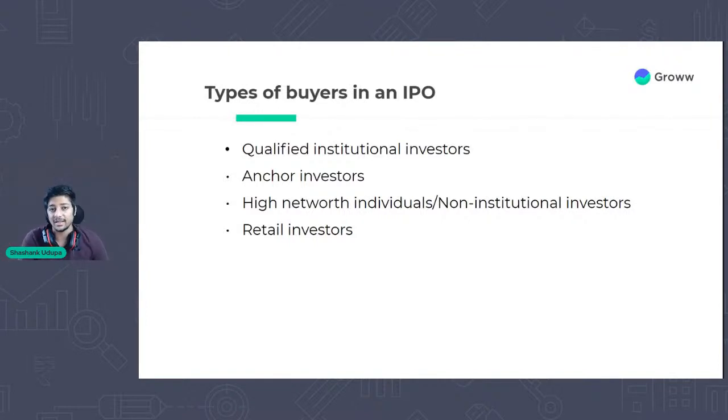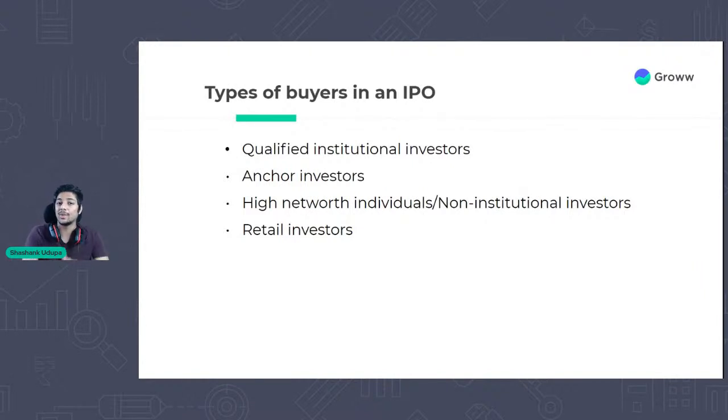Then we have anchor investors, big investors again. Then we have people known as HNIs, which is high net worth individuals, or NIIs, which is non-institutional investors. And then finally, we have retail investors, which are people like me and you who apply to this as well. Now, in this IPO, usually there are some IPOs that have different allotments for each.